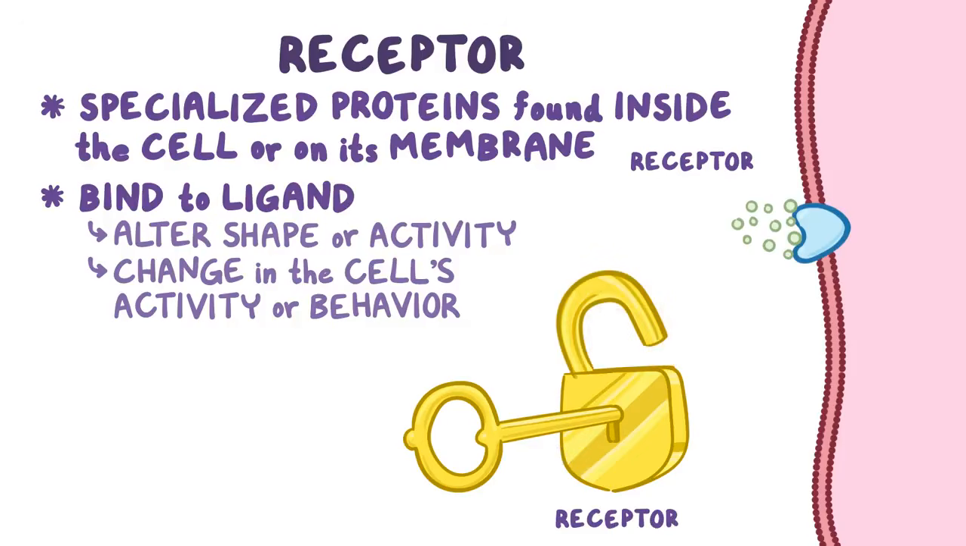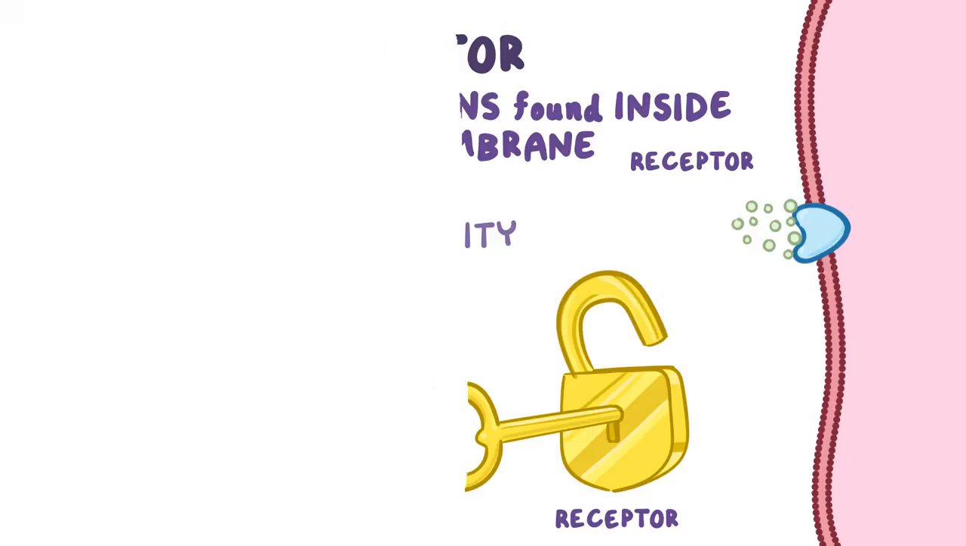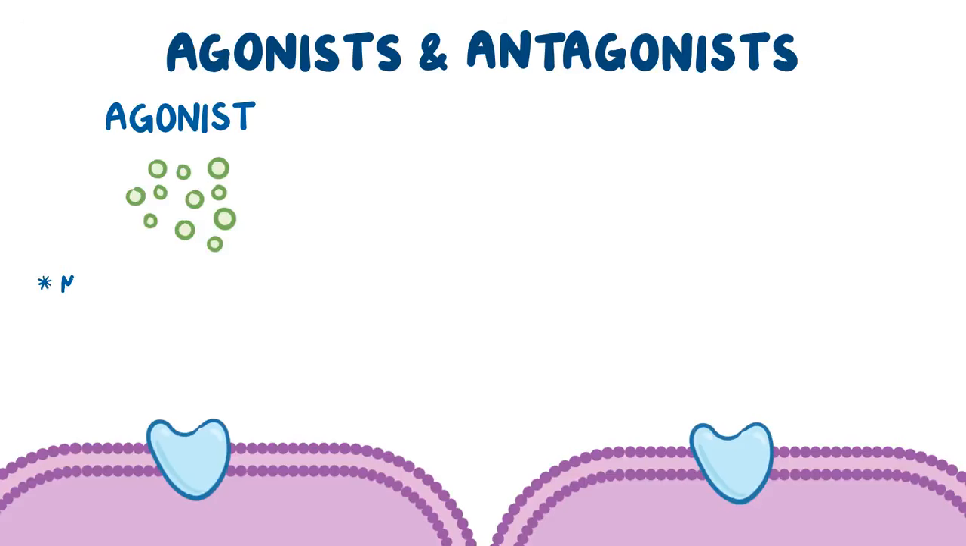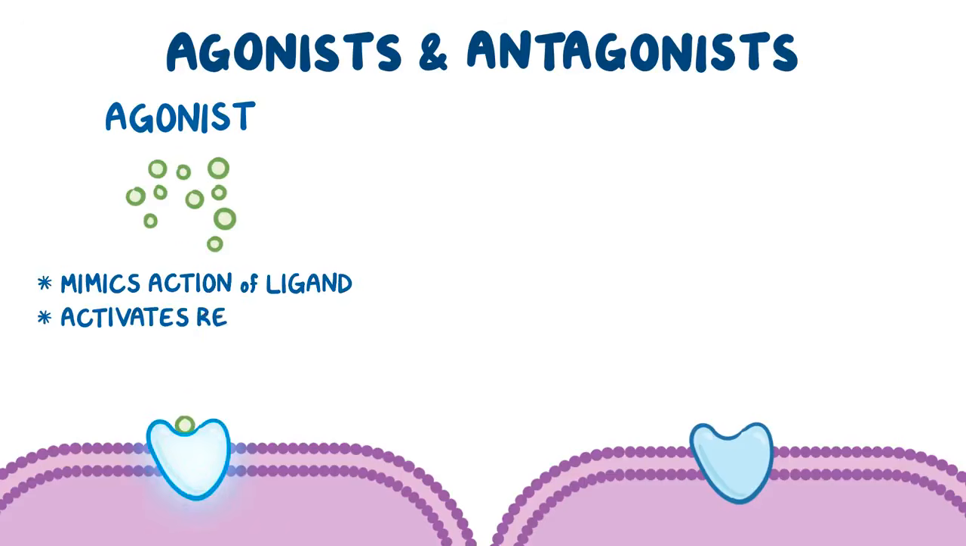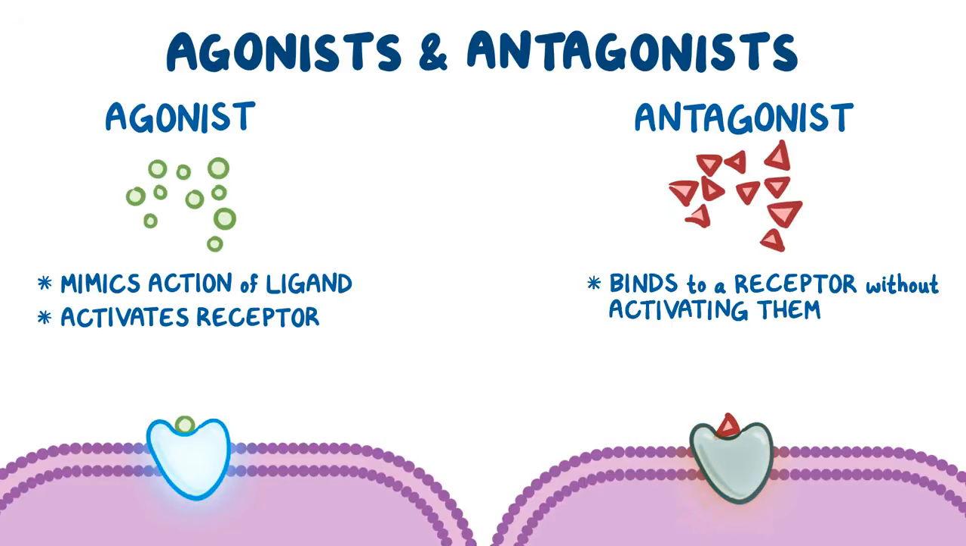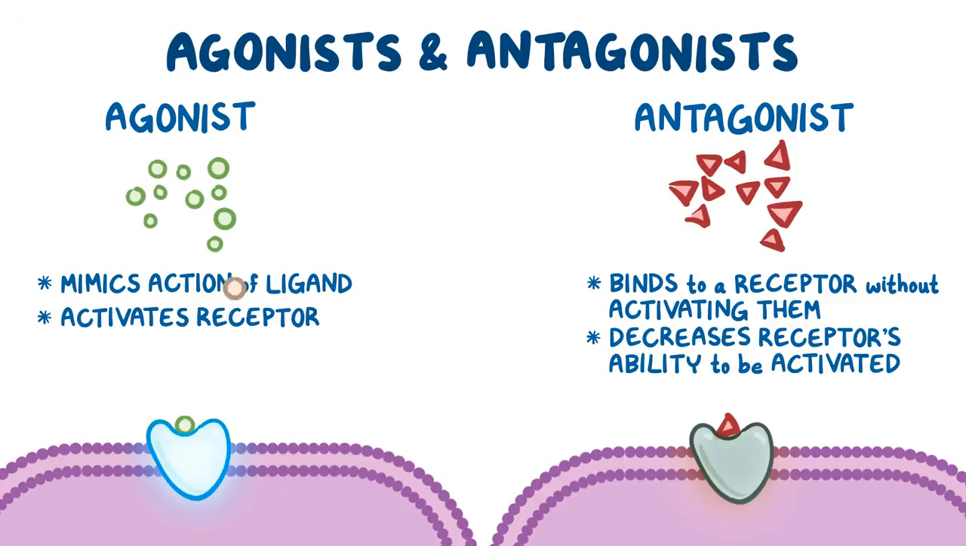Now, depending on the effect a medication has on its receptor, they are often divided into two major categories: agonists and antagonists. An agonist is a medication that mimics the action of the signal ligand by binding to and activating a receptor. On the other hand, an antagonist is a medication that typically binds to a receptor without activating it, but instead decreases the receptor's ability to be activated by other agonists.